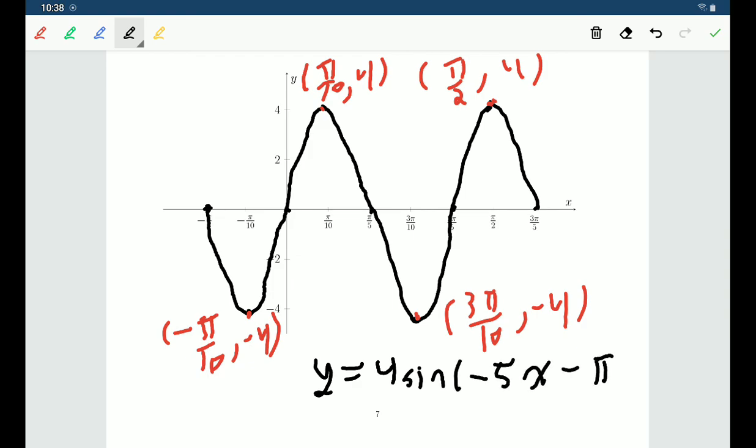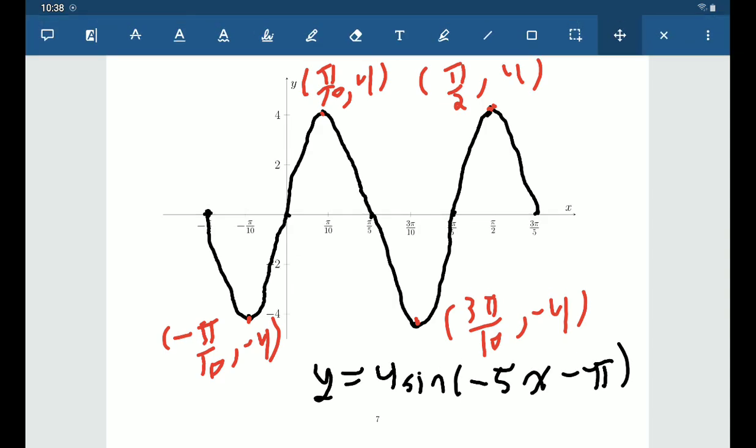There we go. And there we go. We've graphed our transformed sine function where there was a vertical stretch, there was a horizontal compression, there was also a phase shift. All right, good work, everyone.